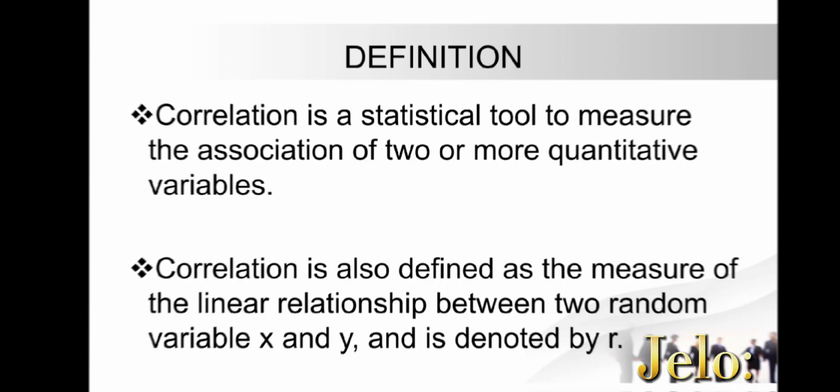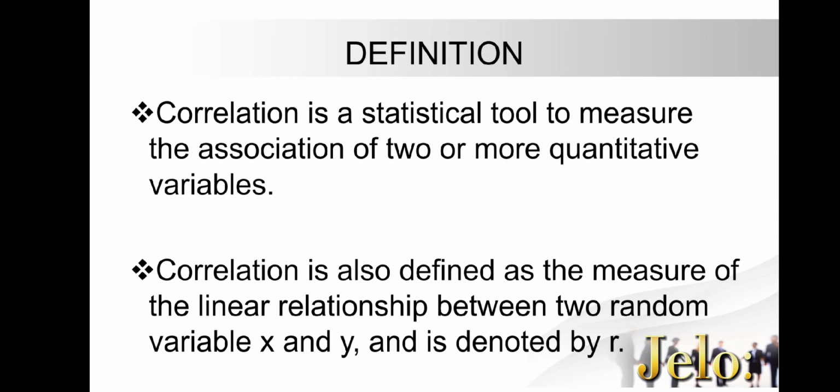Next slide. The definition. Correlation is a statistical tool to measure the association of two or more quantitative variables. What do you mean by correlation? Correlation is the way two variables or more than two variables are linked. And when we say quantitative variables, these are the data that we can measure using the information we have gathered.